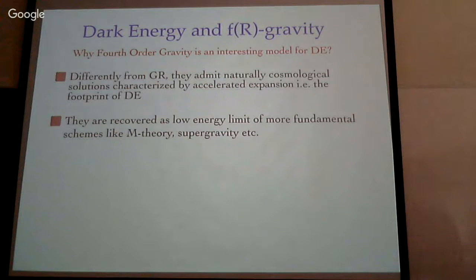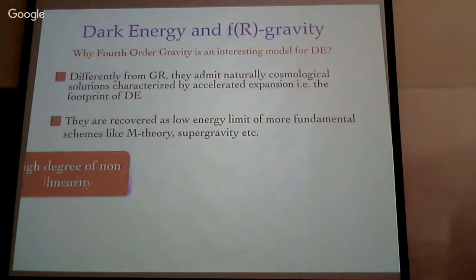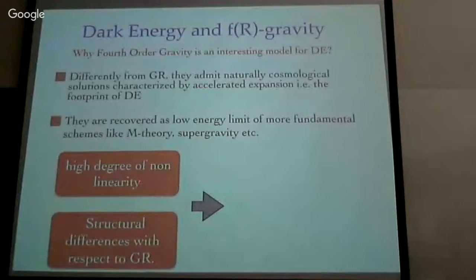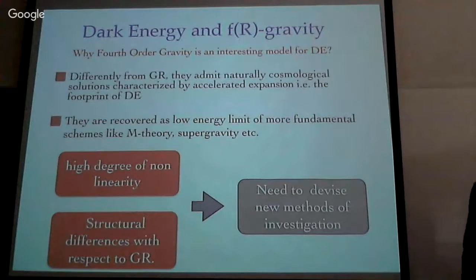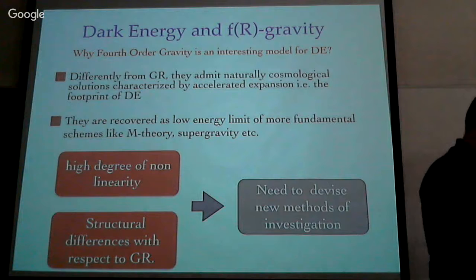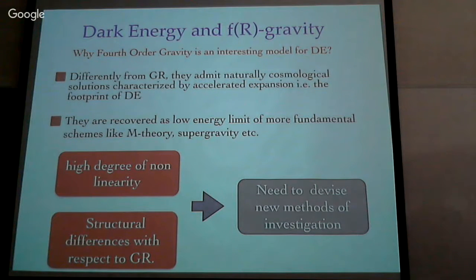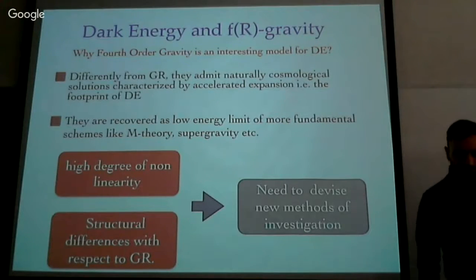However, when we actually try to make calculations, we realize very quickly that these theories have a high degree of non-linearity and a structural difference in terms of the theoretical setting compared with general relativity. This means that the classical methods we use in general relativity to analyze cosmological physical properties are not always the best methods we can choose. So there is a need in research on F(R) gravity and other theories of gravity to devise new methods of investigation.